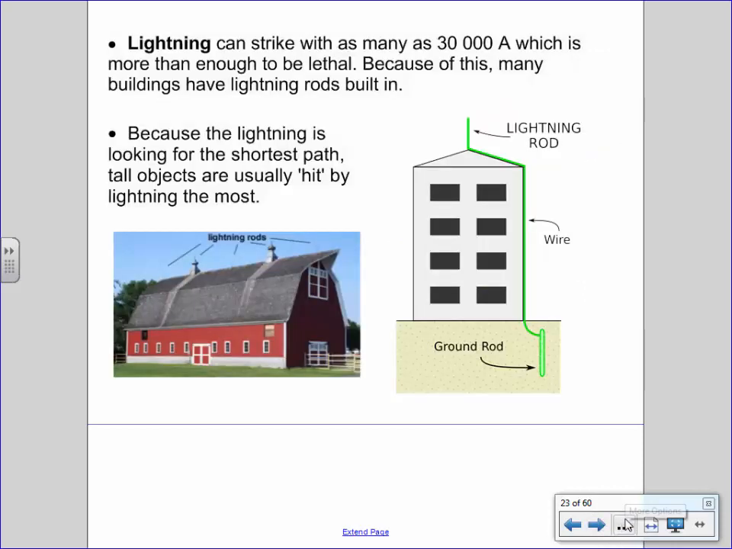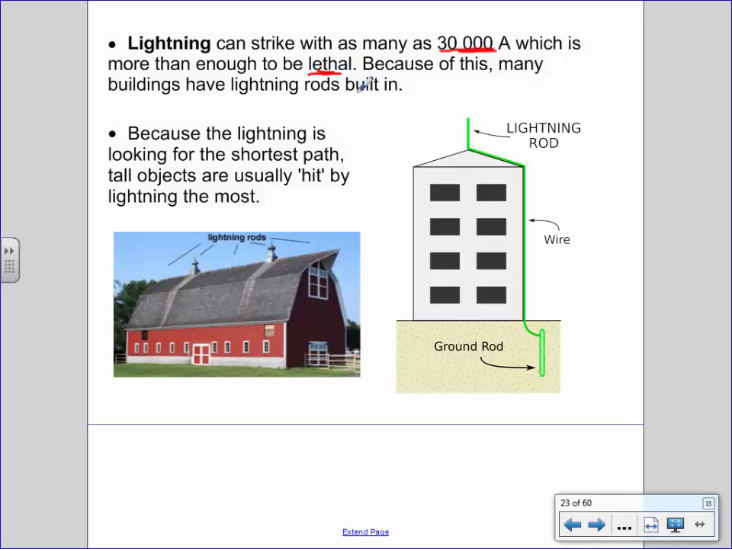Okay. Here's a picture I have talking about lightning, because lightning really does the exact same thing. And lightning can hit with as much as 30,000 amps. What does it take to kill you? 0.1 could kill you. Lightning is 30,000. Now, don't get me wrong, people have lived from a lightning strike, but that's not likely. 30,000 amps is more than enough to be lethal.